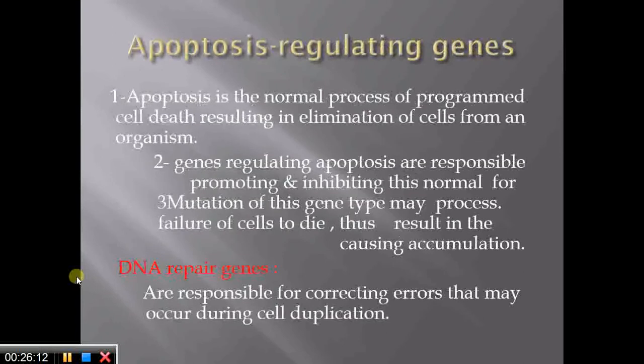Apoptosis regulating genes. Apoptosis is the normal process of programmed cell death resulting in elimination of cells from an organism. Genes regulating apoptosis are responsible for promoting and inhibiting this normal process. Mutation of this gene type may result in the failure of cells to die, thus causing accumulation. DNA repair genes. DNA repair genes are responsible for correcting errors that may occur during cell duplication.